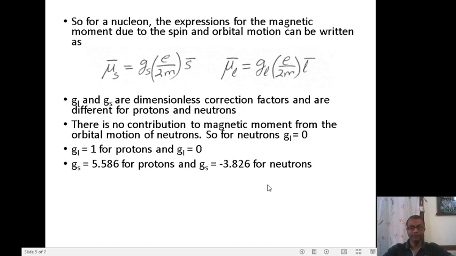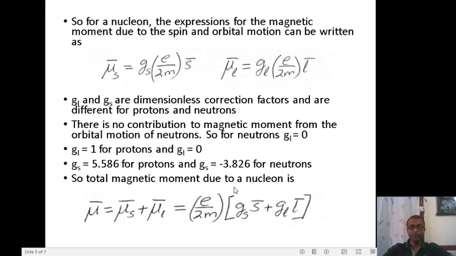These are correction factors. So the total magnetic moment due to a nucleon can be written as the sum of the contribution to the magnetic moment due to the spin motion plus the contribution due to the orbital motion. So this together can be written as e by 2m (Gs S + Gl L). So adding up these two terms, the contribution due to the spin and orbital motion. And m, again I am telling you, is the mass of a nucleon, that is the mass of a proton and a neutron.